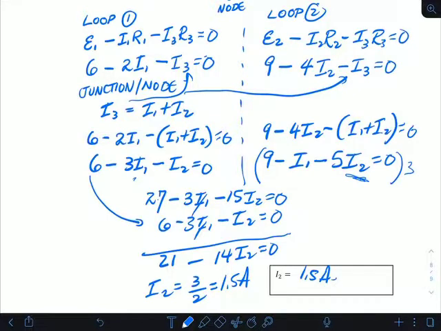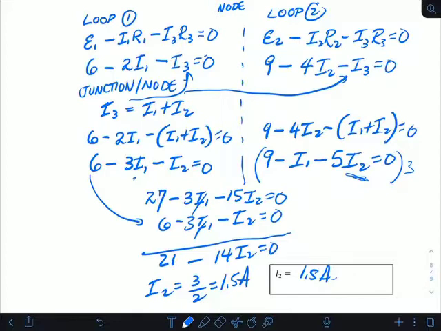You can always go back and plug into some of these other equations, if you have time, to make sure that they're all consistent and give you a consistent set of solutions for I1, I2, and I3.